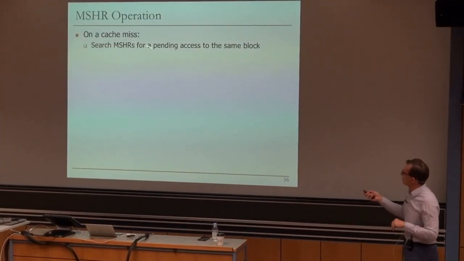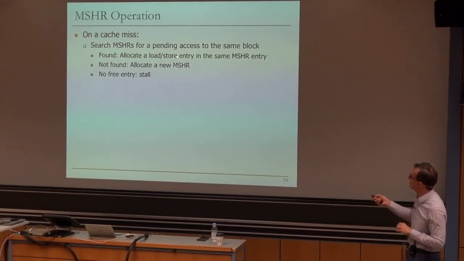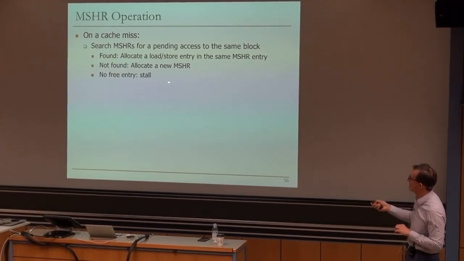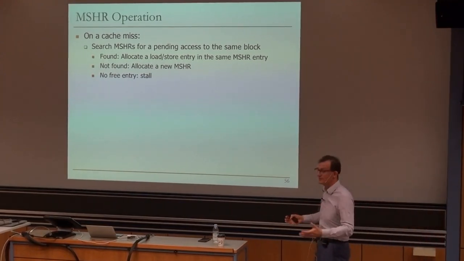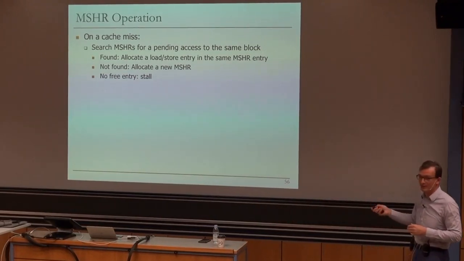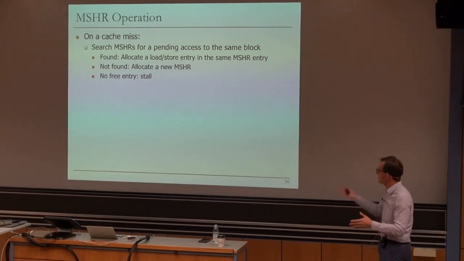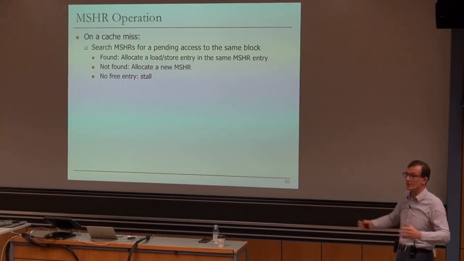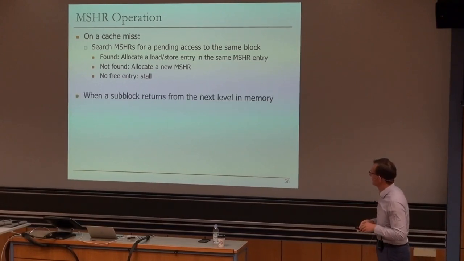On a cache miss, you search the MSHRs for a pending access to the same block. If you find it, you allocate a load-store entry in the same MSHR entry. Otherwise, you allocate a new MSHR. And if you don't have a free entry in this miss buffer, you stall. That's why this is important, because it affects your memory level parallelism. In the past, processors used to have smaller miss buffers, smaller MSHR counts. Now they're increasing because they can generate a lot of misses aggressively.